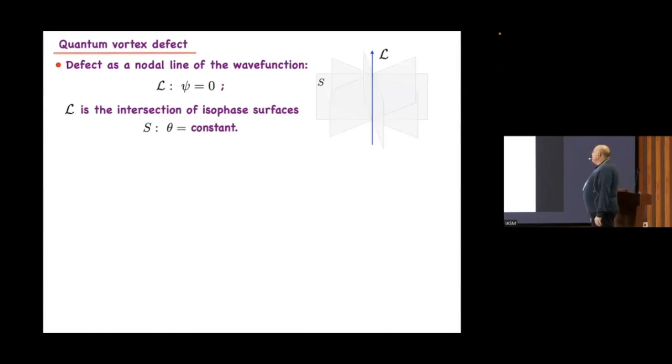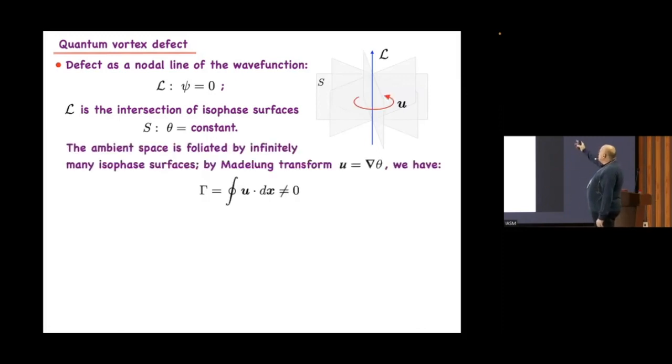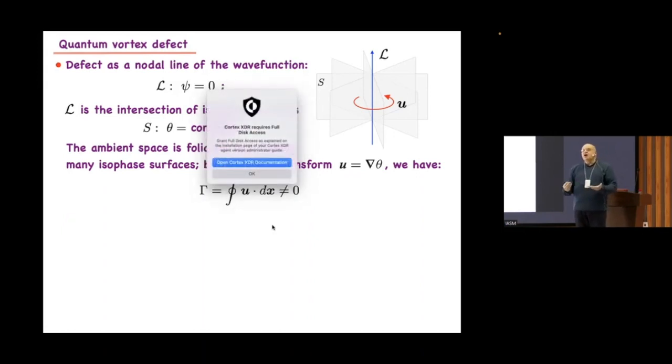This is the singular line, and on this line, defined by psi equals 0 as the intersection of isophase surfaces, we have the ambient space foliated by infinitely many isophase surfaces. I'm afraid they are not visible because they are in light gray. Imagine that you have a book, you open the book with the spine vertical to your table, and you have this open book decomposition of the space through the pages of the book. Okay, so imagine that all the surfaces are like planes intersecting on this straight line.